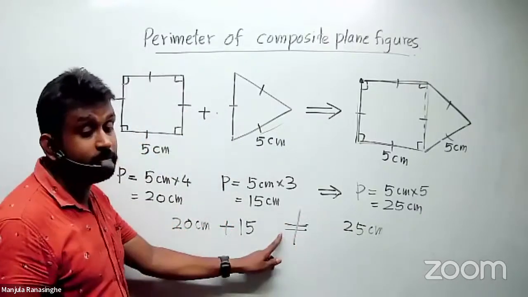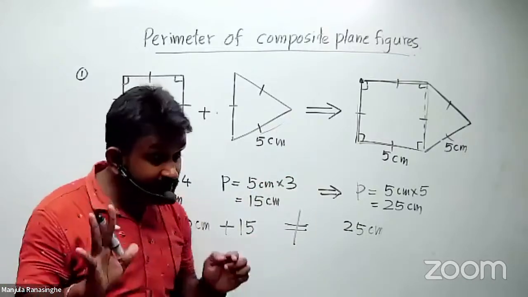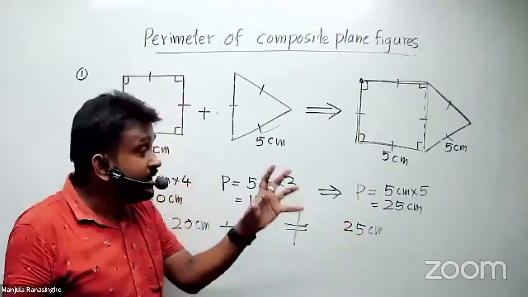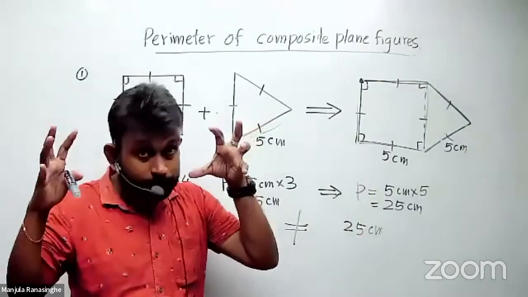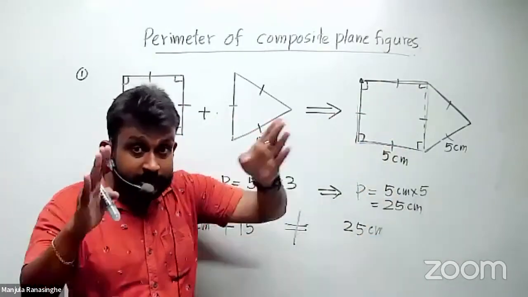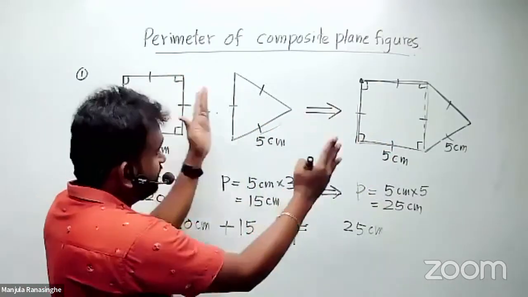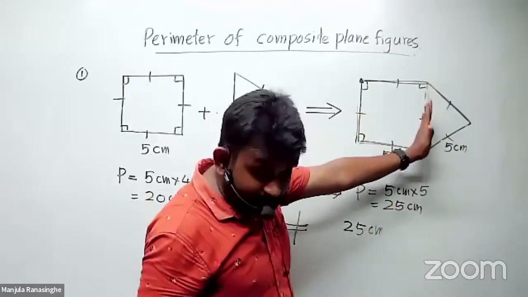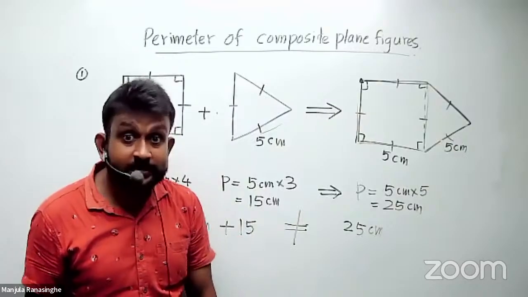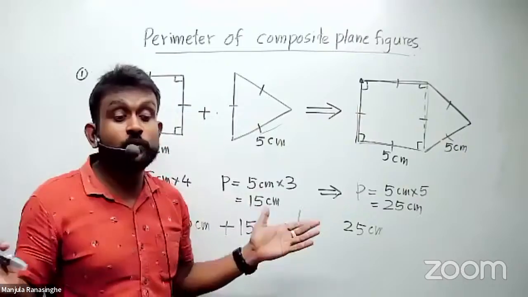So the idea is that with a composite plane figure, students cannot find the individual perimeters and add them to get the composite's perimeter. Why did this happen? When you paste these two sides together, they become inside length. Inside length is not taken for the perimeter, so you have to take only the outer length.